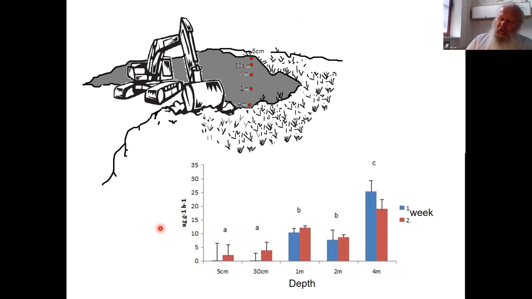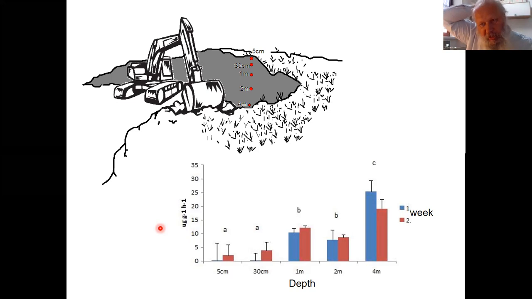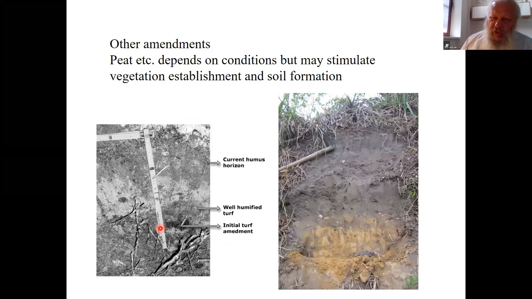This is just a graph showing that during topsoil stockpiling, you compact the soil, and when you remove it, you have high respiration, so you lose some carbon, but this is overall not such a big problem. You might use other amendments like peat, and they usually promote vegetation formation, but they might not last forever.